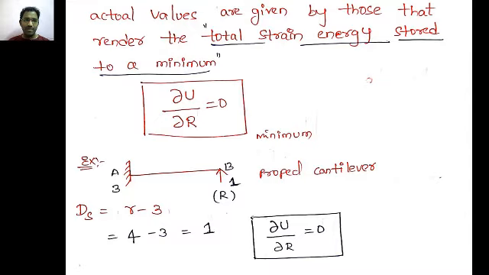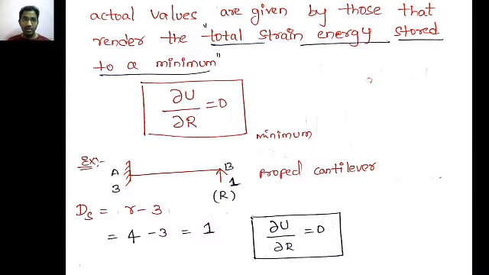So what is the formula for static indeterminacy? Total reactions minus 3, since here we have 3 equations of equilibrium. So 3 plus 1, we got 4 reactions. 4 minus 3 is equal to 1. So 1 is the extra force or redundant force.